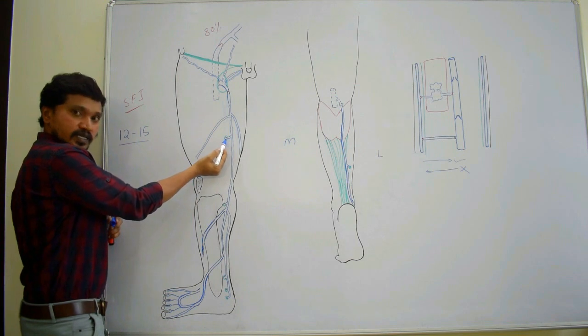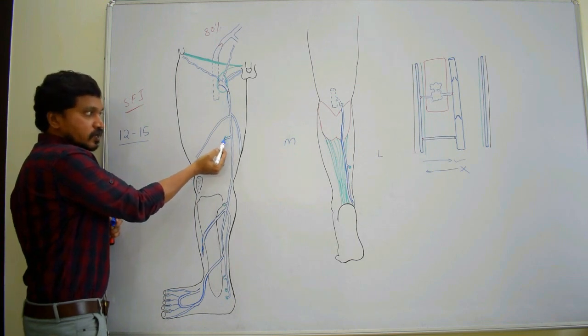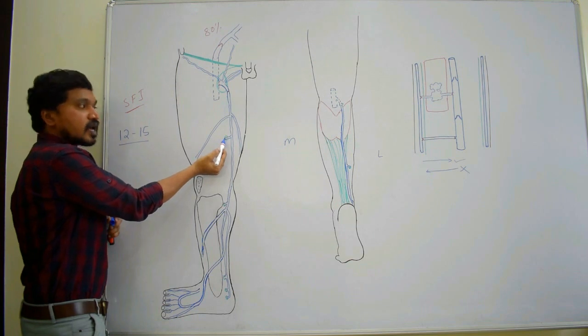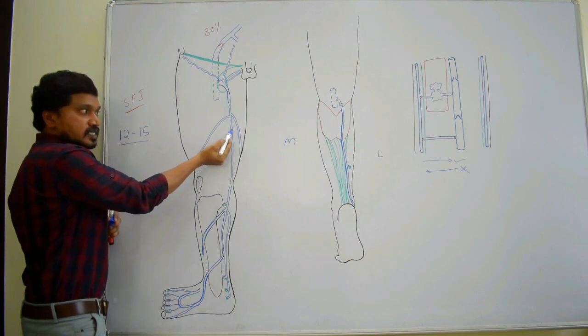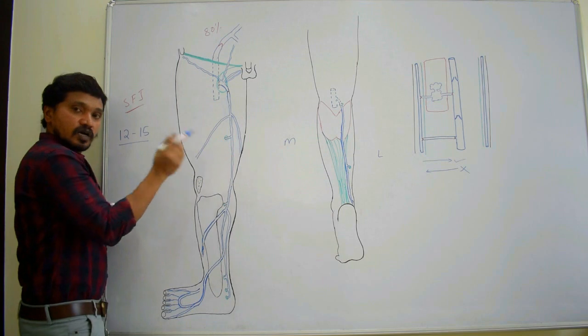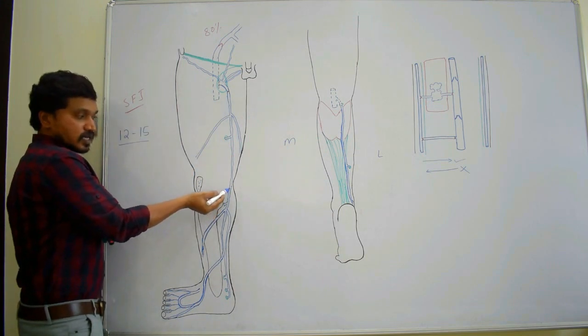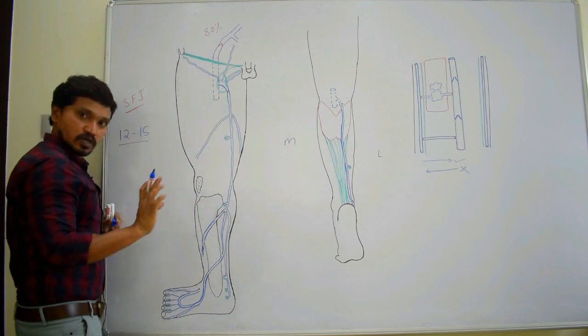Then what are the perforators? At the level of the adductor canal, one perforator is there. That perforator we call the adductor canal perforator, otherwise Hunter's canal perforator or Hunter's perforator. This perforator is connecting the great saphenous vein with the femoral vein. Then below-knee perforator. Below-knee perforator is connecting the great saphenous vein with the posterior tibial vein.